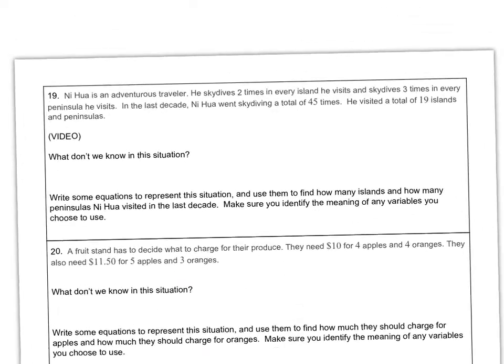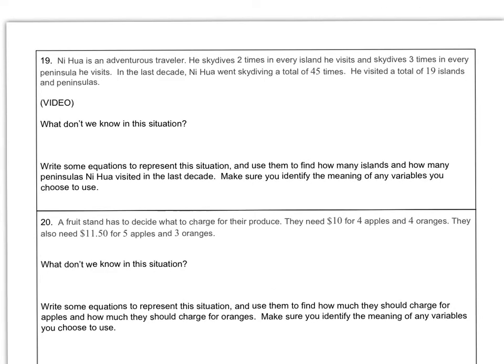Looking at the word problems, we've got Niwa, who's an adventurous traveler. He skydives 2 times in every island he visits and 3 times in every peninsula he visits. He's gone a total of 25 times. We don't know how many times he's gone in islands or how many times he's gone in peninsulas. So what we're going to be asked to do is find out how many islands and how many peninsulas he's visited. I'm going to do the work up above just because that's where there is room.